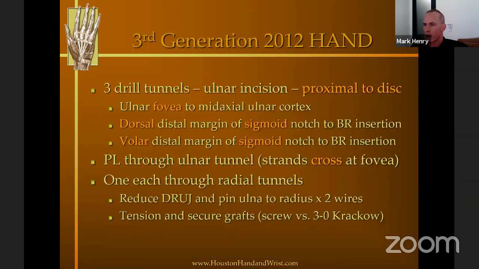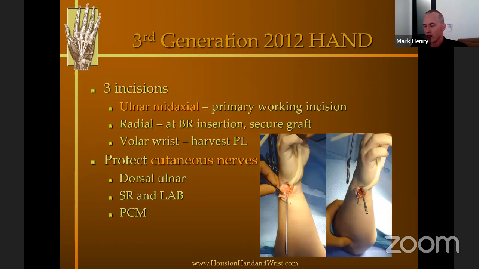Now, I'm going to go back a couple of slides here. The technical difficulty of really getting it anatomically correct is making your drill tunnels entering at the absolute margins of the sigmoid notch at precisely where the original fibers of the ligament insert. So you're at the absolute distal margin of the sigmoid notch at the far volar edge and the far dorsal edge. And so you can see where the drills will go into those, and they will then exit on the far radial margin at the brachioradialis footprint. And so you want your two tunnels coming out at the brachioradialis footprint.